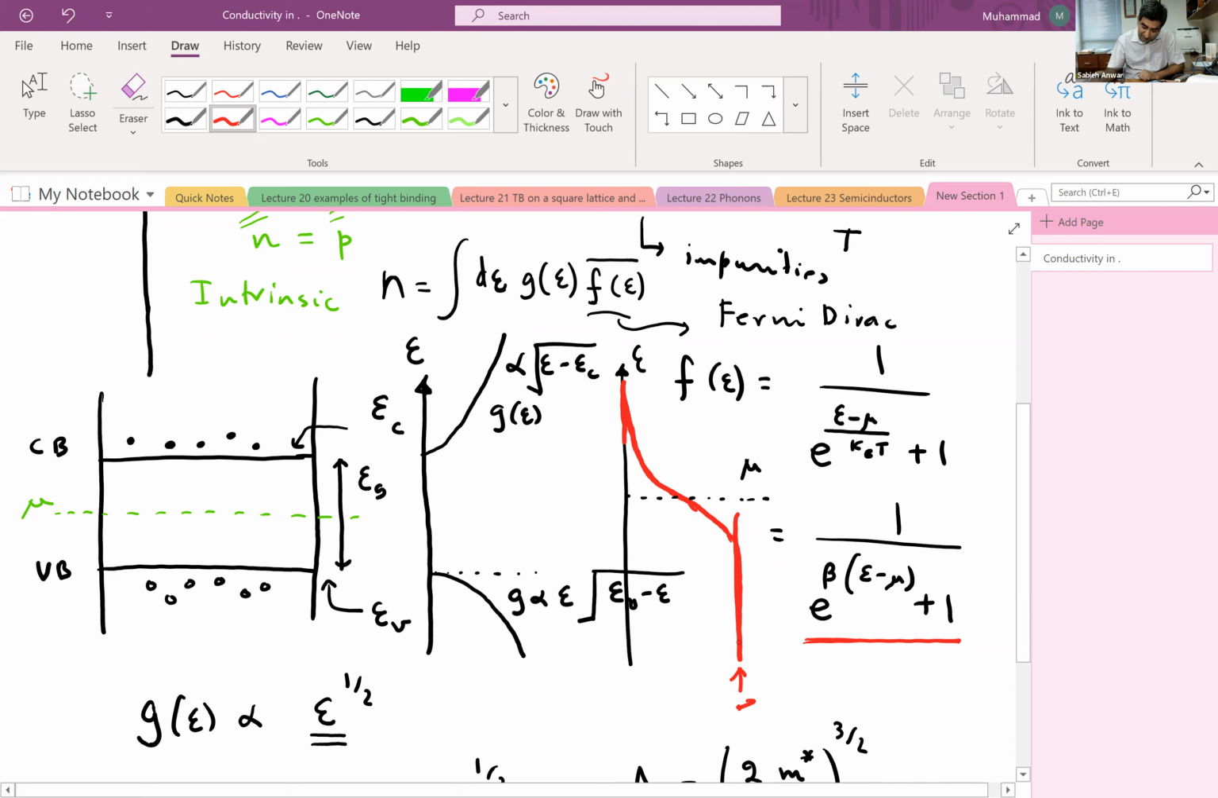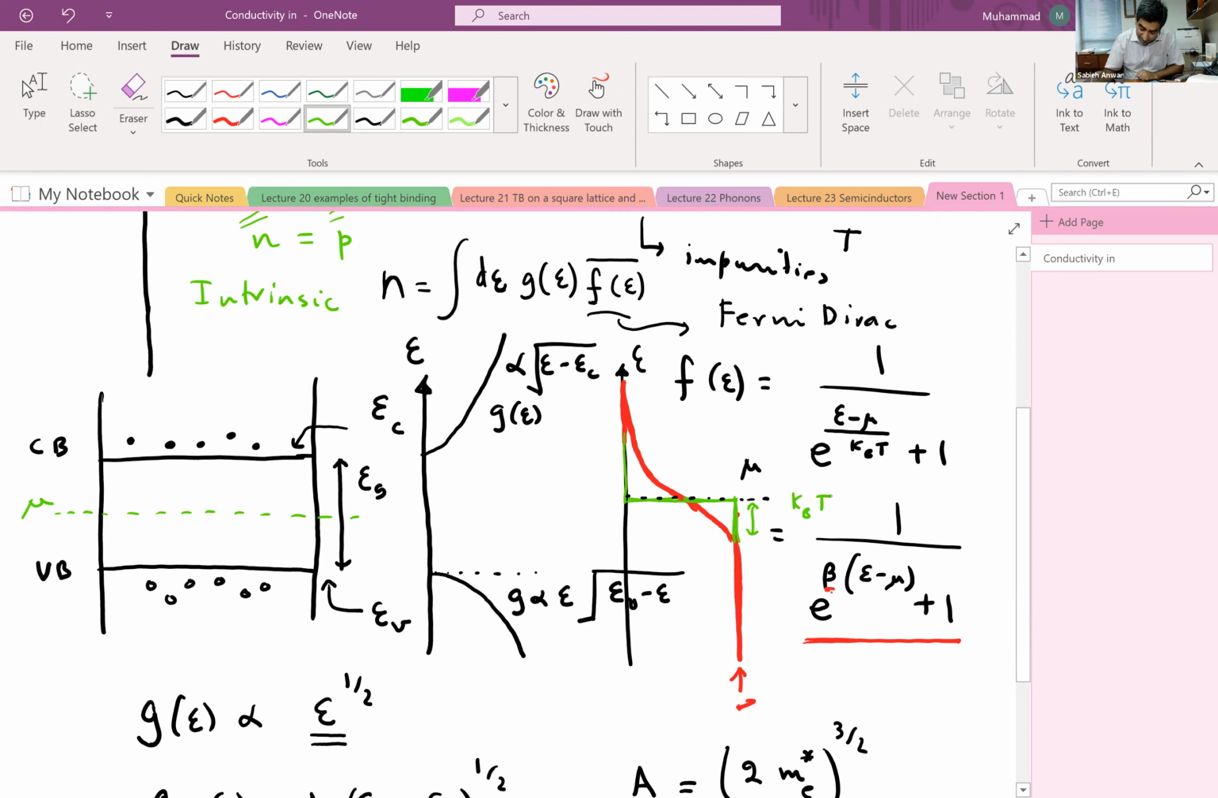If the temperature were 0, which means that this beta were infinity, then the curve would look like a straight hat function with square edges. But now we have some finite temperature. Therefore, for energies of the order of a few kBT, it deviates from this rectitude and becomes slightly curved.